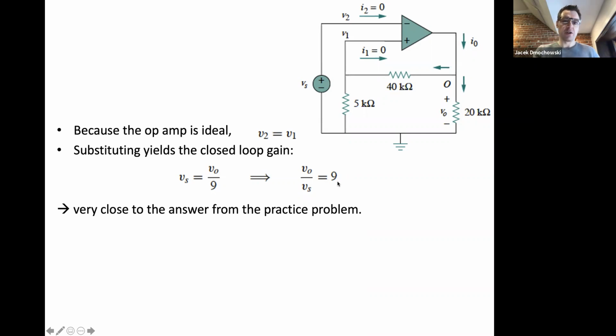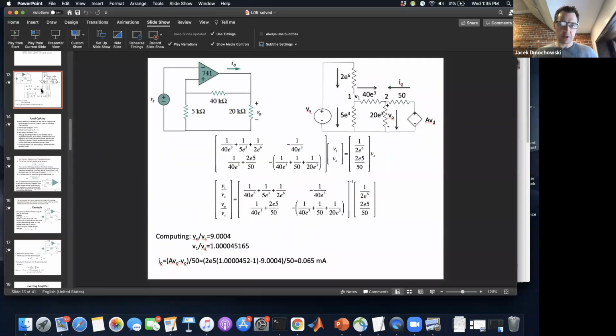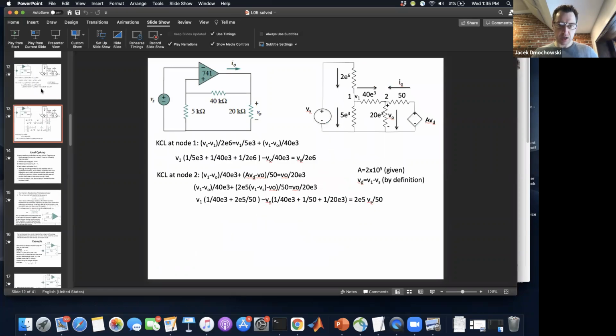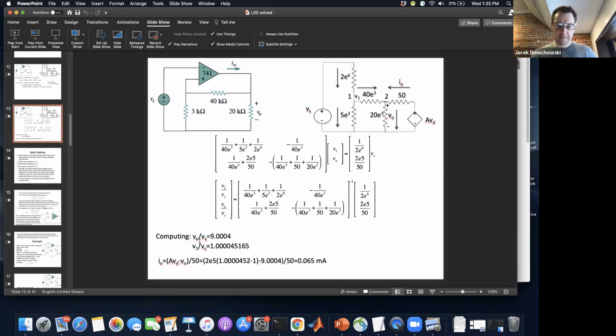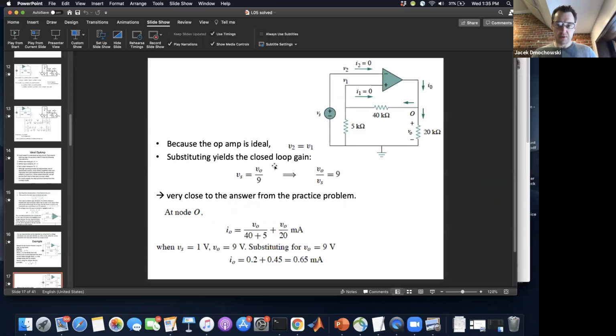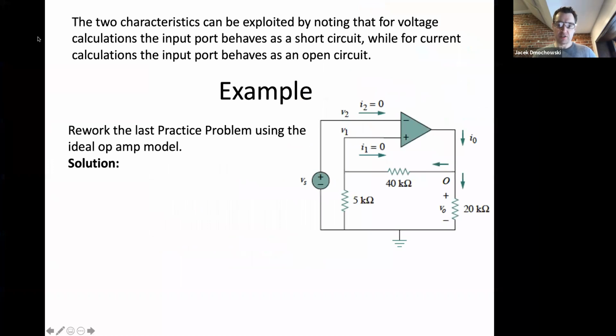Now, if you go back to the way we solved it previously, we had to do all this work, 2 pages of calculations, to deduce that V naught over Vs was equal to 9.0004. Here, we did it with just a few steps and derived the same thing. Again, I'll walk through the steps. Step 1 is that V2 is equal to Vs, because this is ground, therefore this is Vs.